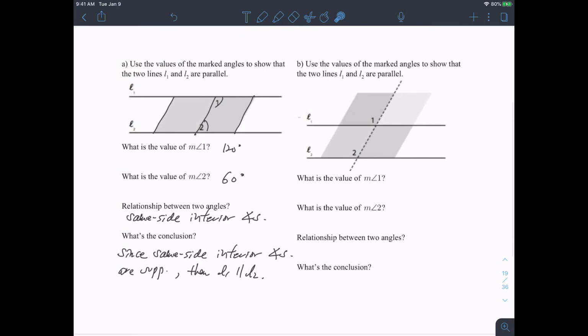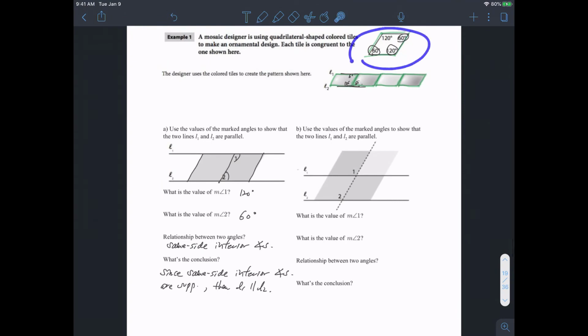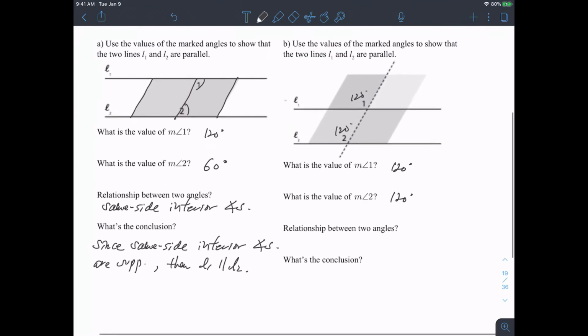So how about the next one? What's angle 1 equal to in this case? Well, we're once again looking at this right here, guys, right? Angle 1 is a lower right. Lower right is 120. So that's clearly 120, and 2 is the same thing. They're both 120, right? So what is the value of that? That is 120, and 2 is 120. What is the relationship between angle 1 and 2? Not the value, but what is the relationship?